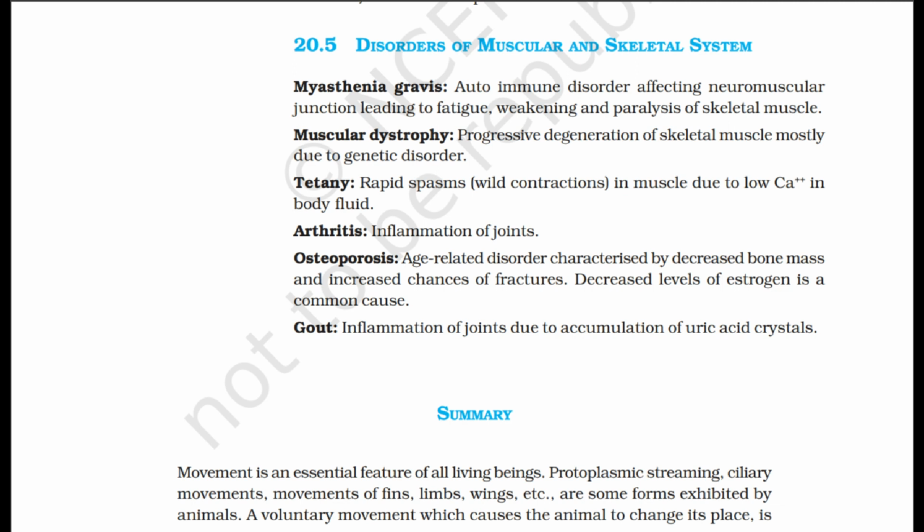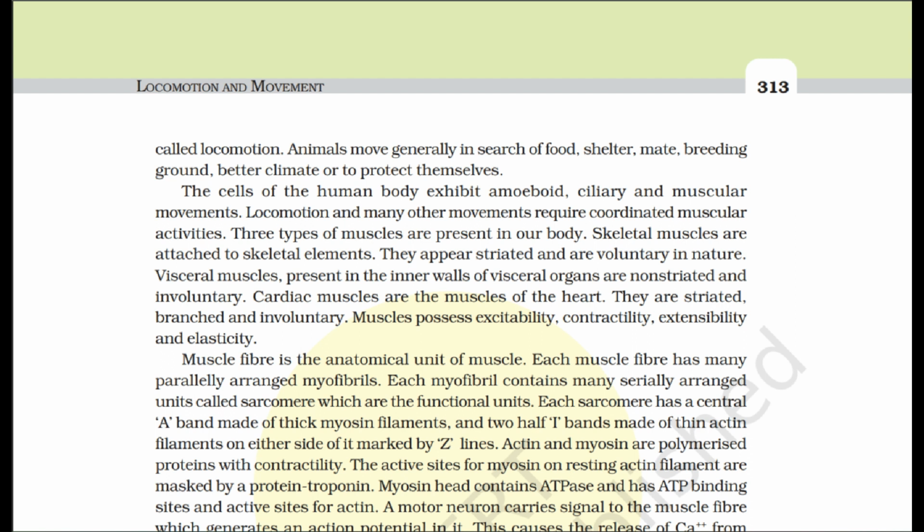Summary. Movement is an essential feature of all living beings. Protoplasmic streaming, ciliary movements, movements of fins, limbs, wings, etc., are some forms exhibited by animals. A voluntary movement which causes the animal to change its place is called locomotion. Animals move generally in search of food, shelter, mate, breeding ground, better climate, or to protect themselves. The cells of the human body exhibit amoeboid, ciliary, and muscular movements.